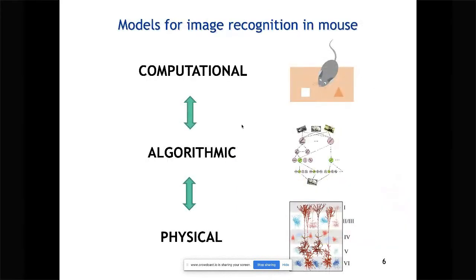So I think a problem, if you want to understand how mice recognize images, is really to make this connection between the algorithmic level and the physical level. And that doesn't really exist. I think it will be very difficult to distinguish between these different candidate models at the computational and algorithmic levels without making a connection to the physical level. Eventually, whatever the correct algorithmic model is, it should be possible to implement at the physical level with the neurons and connections which are already there.